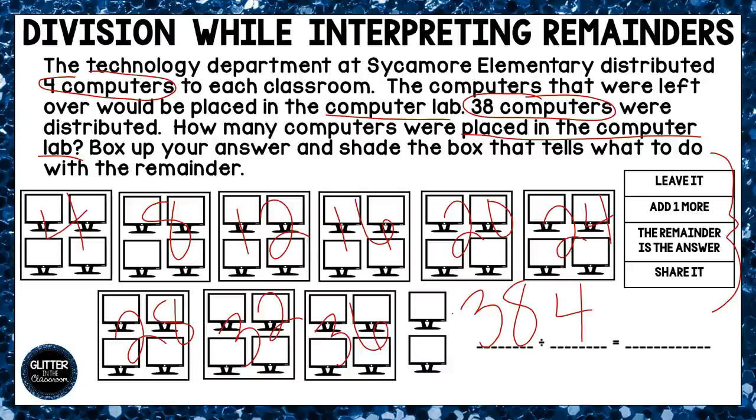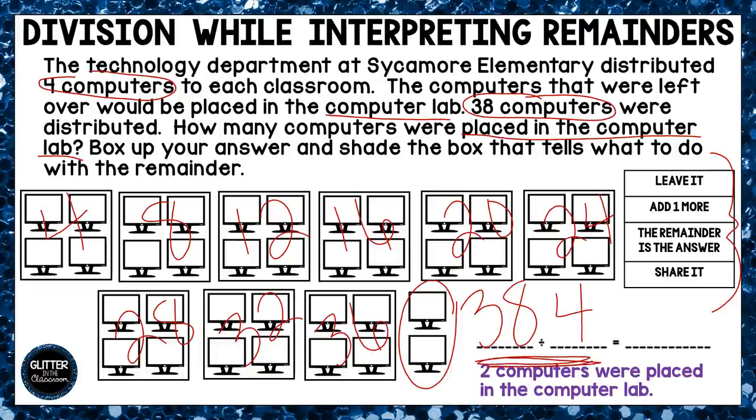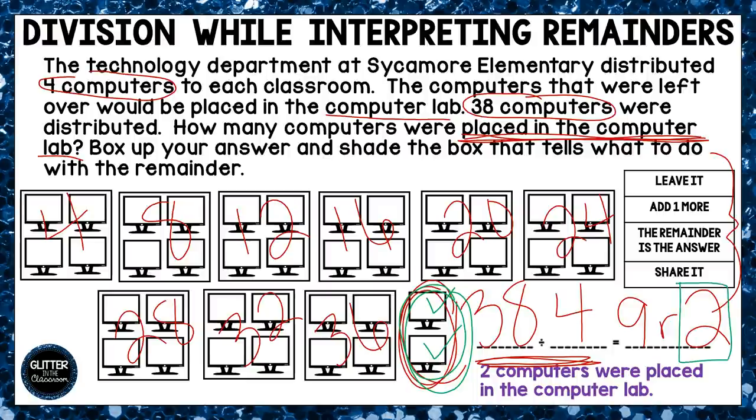Now, these computers right here are only 2, and it was supposed to be 4 per classroom. So I can tell from my division, 38 divided by 4 is actually 9 with a remainder of 2. So what about these 2 computers? The question said, how many computers were placed in the computer lab? That was the leftover computers. Well, there were 2 computers that were left over. That was actually computer 37 and 38. So how many computers were placed in the lab? 2 were placed in the lab. So in this case, my remainder of 2, that is what I'm looking for to answer this question. So my remainder is the answer.